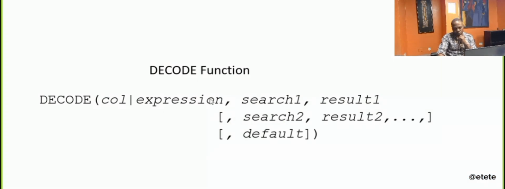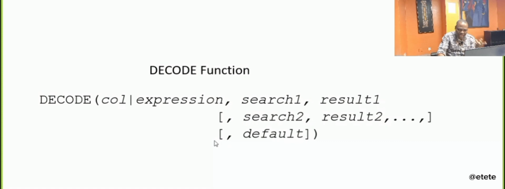This is the syntax of the code. So I'm calling the decode method, and I'm going to supply either a column or an expression. In this case, I'm supplying a column. And then I'm going to have the first search 1, result 1, search 2, result 2. This is the same thing as saying when the expression is equal to this, then the output; when it is equal to this, then the output.